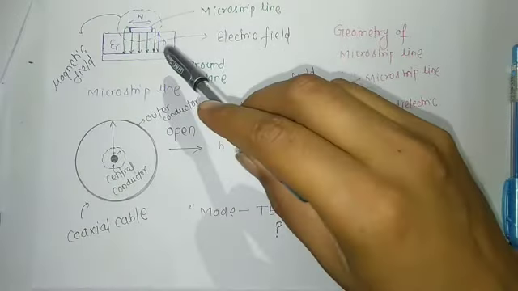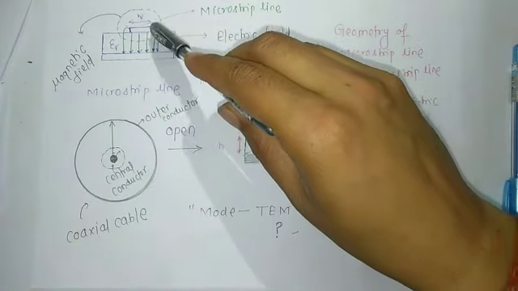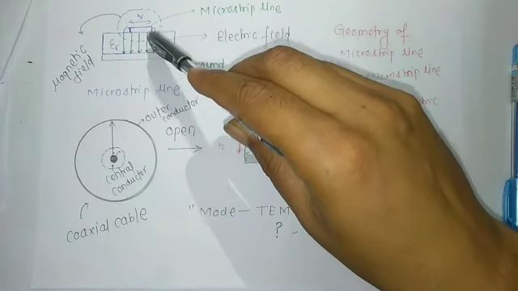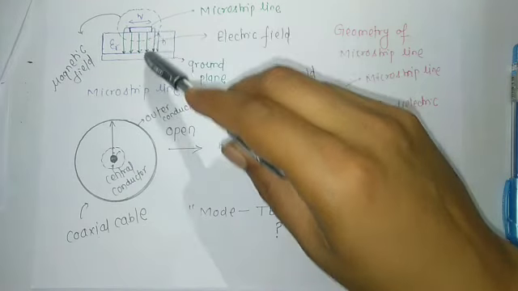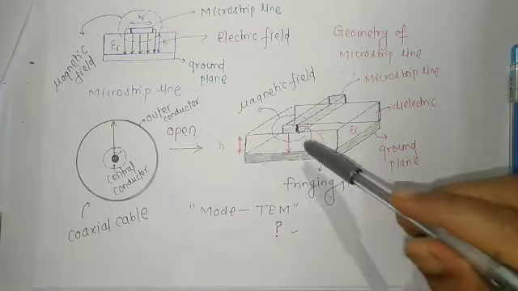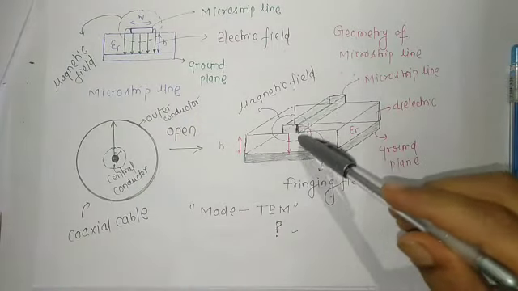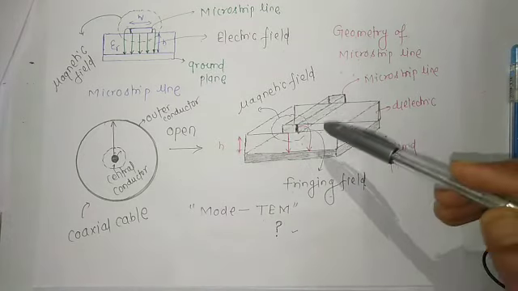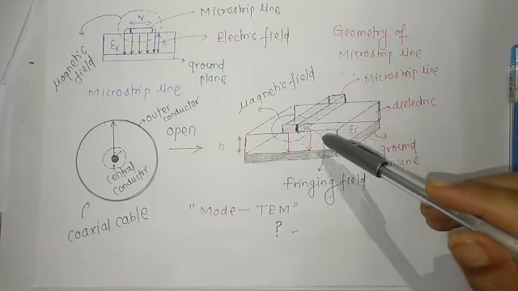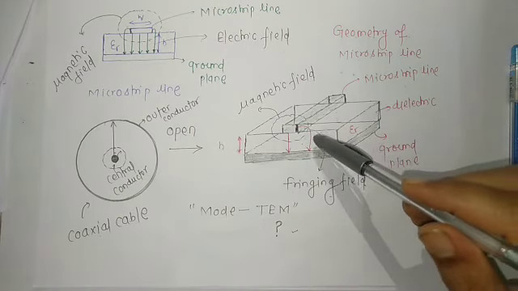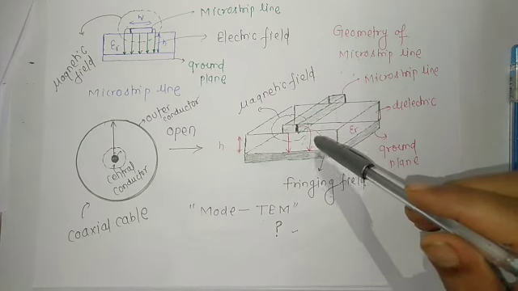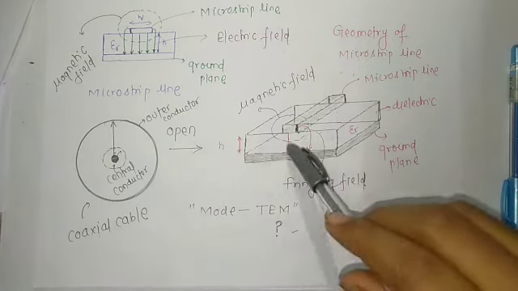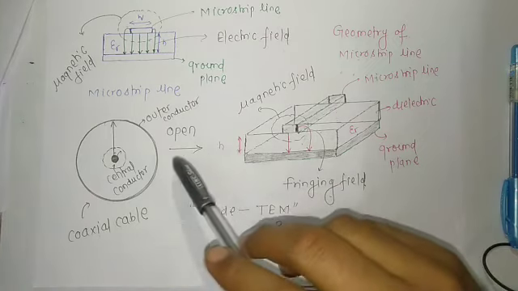Observe carefully. Some field is propagating in free space, then the dielectric, then terminates on the second conductor. This field is known as the fringing field. But you can see this electric and magnetic field is perpendicular to the direction of propagation. It means this microstrip line is also supporting TEM mode.